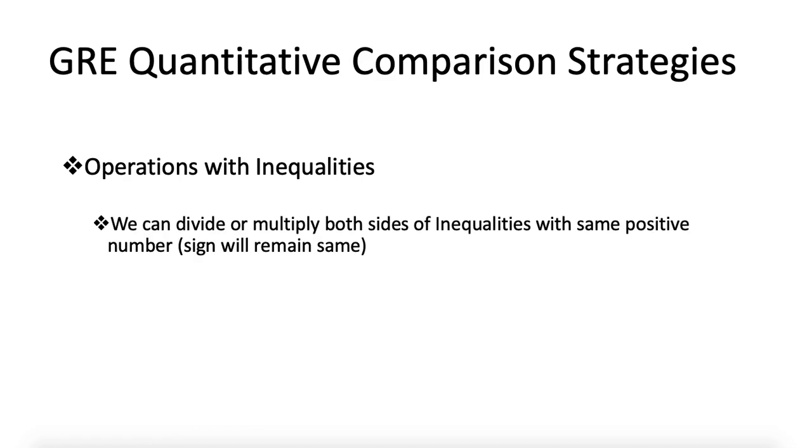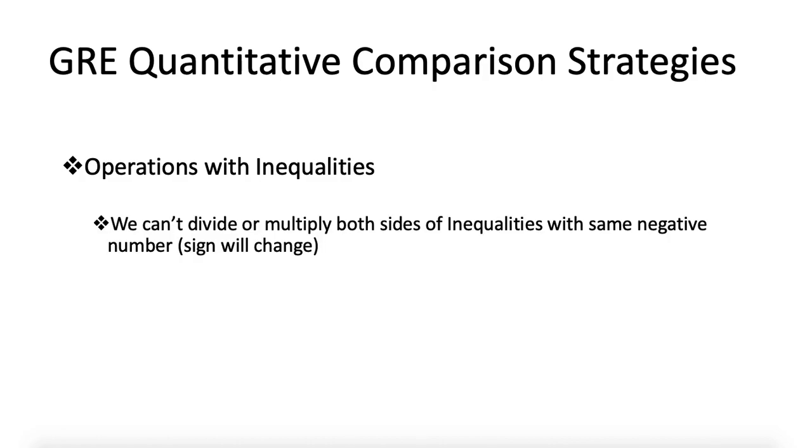Now the next thing is, I can multiply and divide by the same positive value without a change in the sign of the inequality. Just like 6 is greater than 4. If I multiply by 2 on both sides, that means 12 is greater than 8. And if I divide by 2 on both sides, that means 3 is greater than 2. So there is no change in the sign.